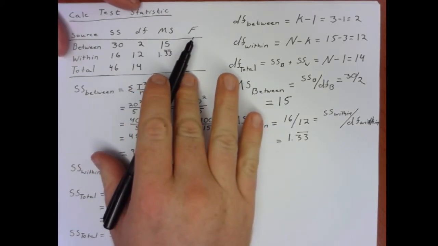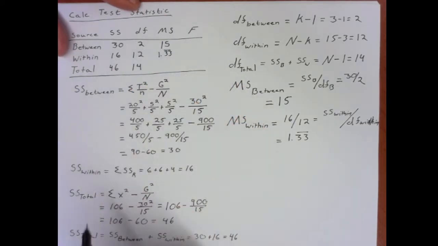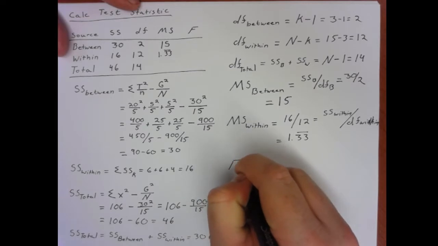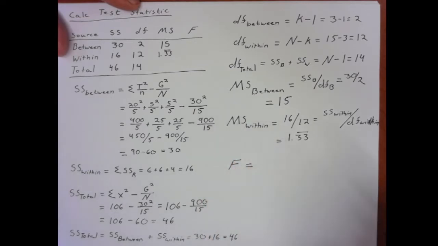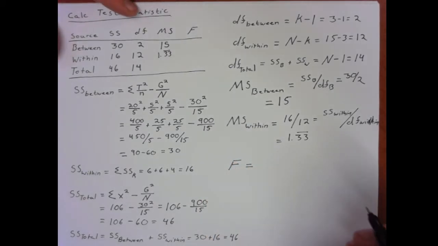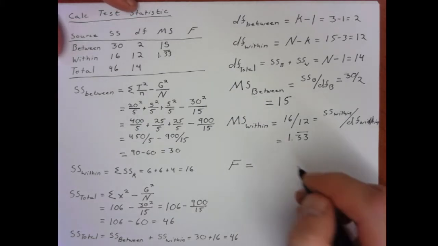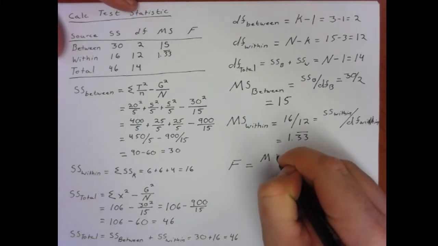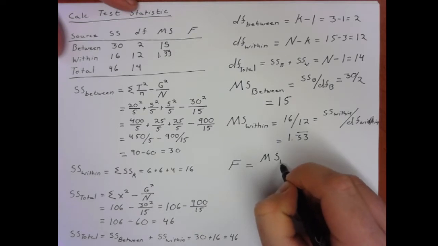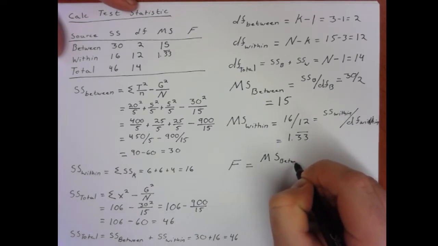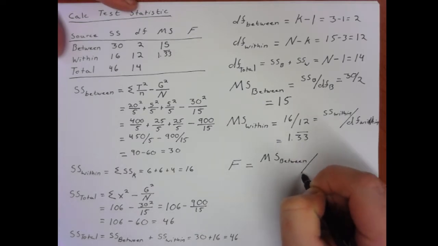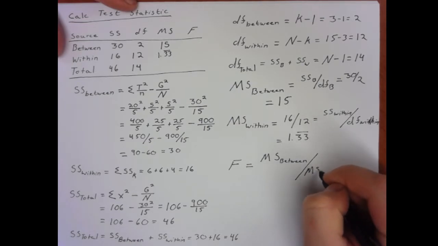Now we're actually coming to that F value, that test statistic we've been working towards. Now, the F statistic is also called the F ratio because it is the variance or mean square due to between groups factors divided by the within groups variance.